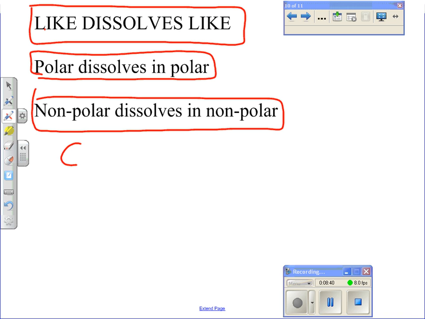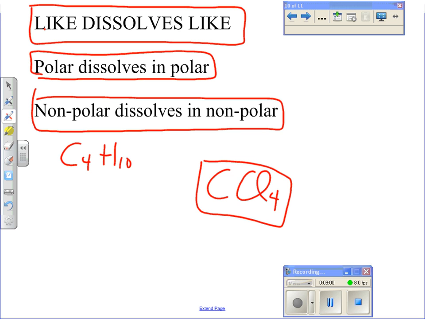So for example, if you take C4H10, right? That's going to be nonpolar. If you take CCl4, that would allow it to be very soluble in that, because CCl4, carbon tetrachloride, is a nonpolar substance. So you could dissolve C4H10 in that solution simply because it is a nonpolar substance that will dissolve in a nonpolar substance. That's how we determine solubility, or how well something is soluble in a given substance.